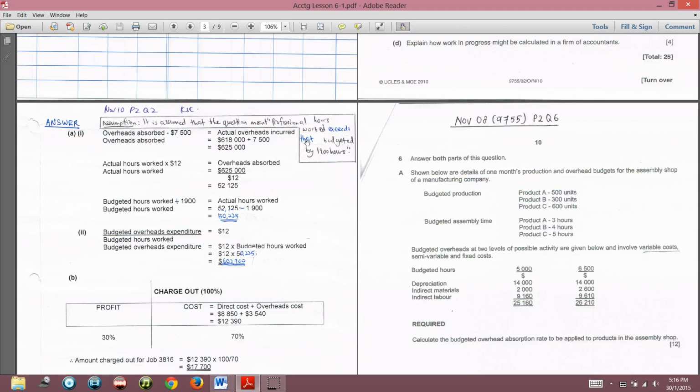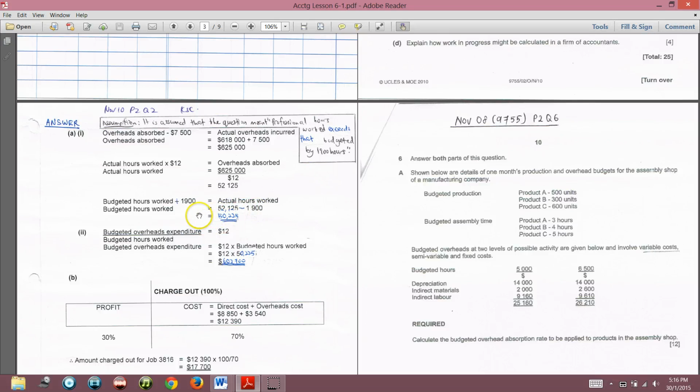If you want to assume the other way around, you can, but try to read the question properly, because most students interpret it wrongly. The question meant that professional hours exceeded the budget hours by 1,009 hours. So now you have the actual hours, 52125, and the question says the actual hours exceeded the budget by 1,009. So the budgeted hours plus 1,009 will be equal to actual hours.